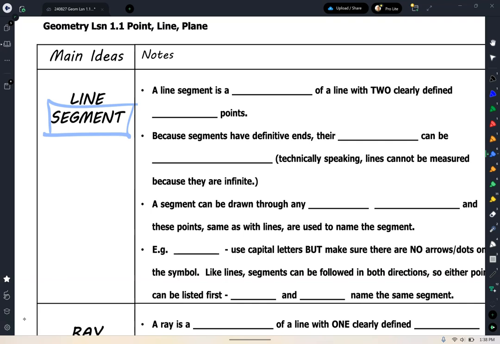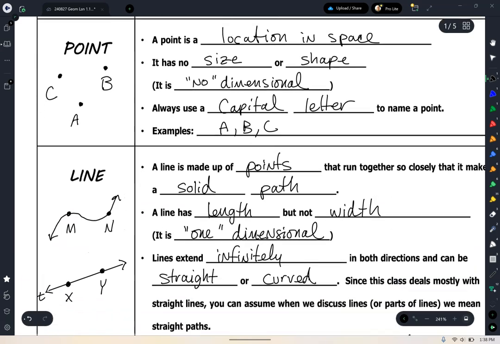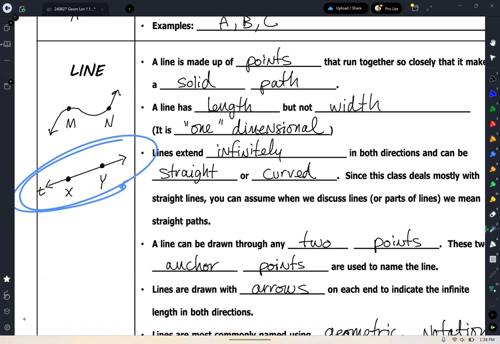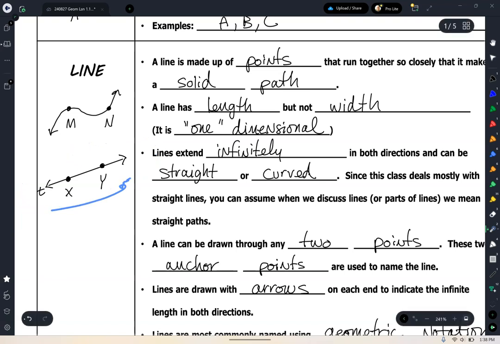That's how we differentiate between something that extends infinitely in both directions and one that has a beginning and an end point. So a line segment is a part of a line that has 2 clearly defined endpoints. Now, question. Let's go back here for just a second. I want you to tell your neighbor how long you think this line is right here.